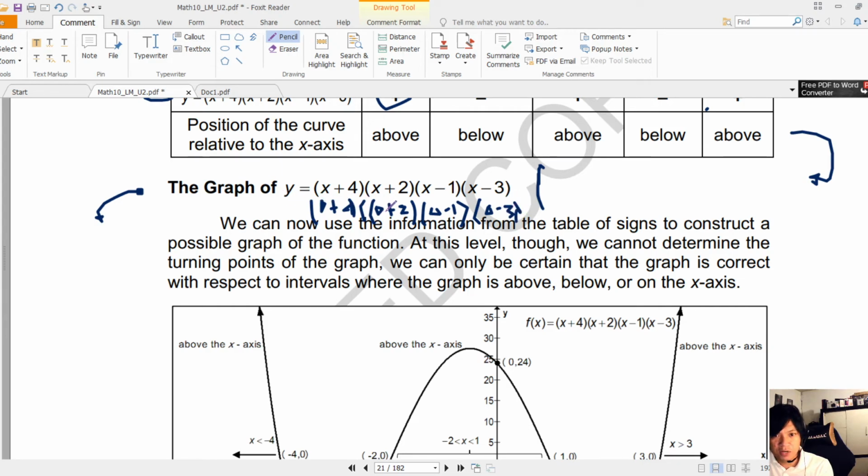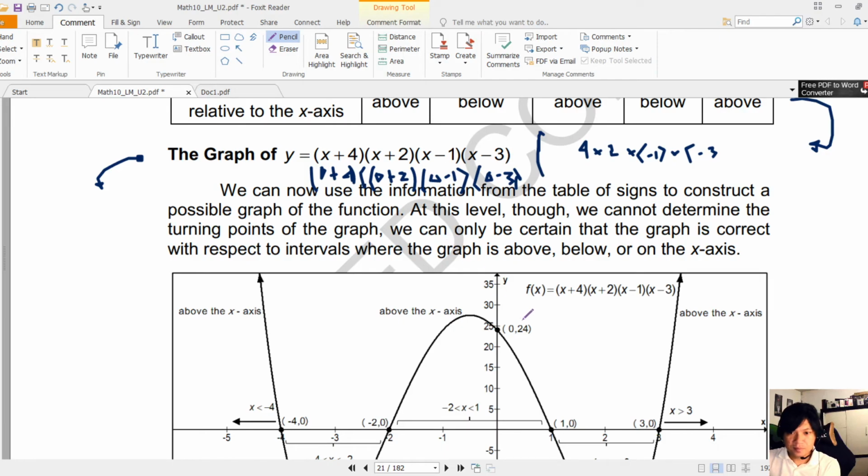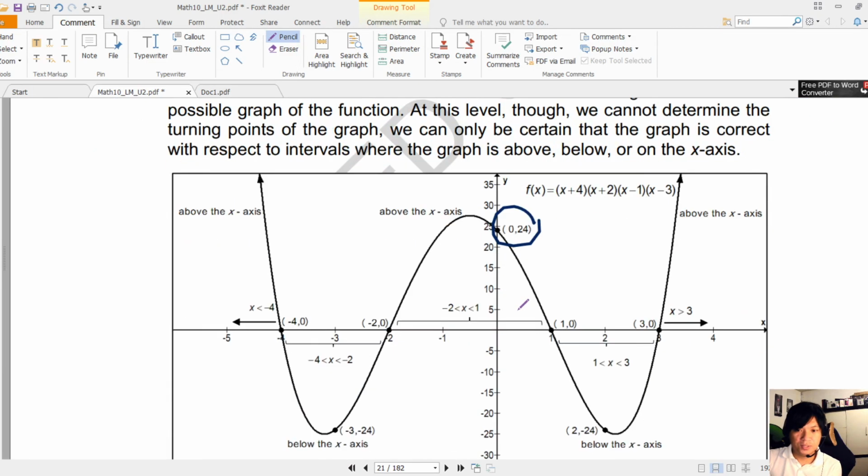0 plus 4 is 4, 0 plus 2 is 2, 0 minus 1 is negative 1, and 0 minus 3 is negative 3. So, i-multiply na lang natin 4 times 2 times negative 1 times negative 3. So, 4 times 2 is 8 times negative 1, negative 8 times negative 3, 24. So, the Y-intercept is 0, 24. Since yung y natin is 0, we set x equal to 0. So, the point is (0, 24). So, yan na yung graph natin.